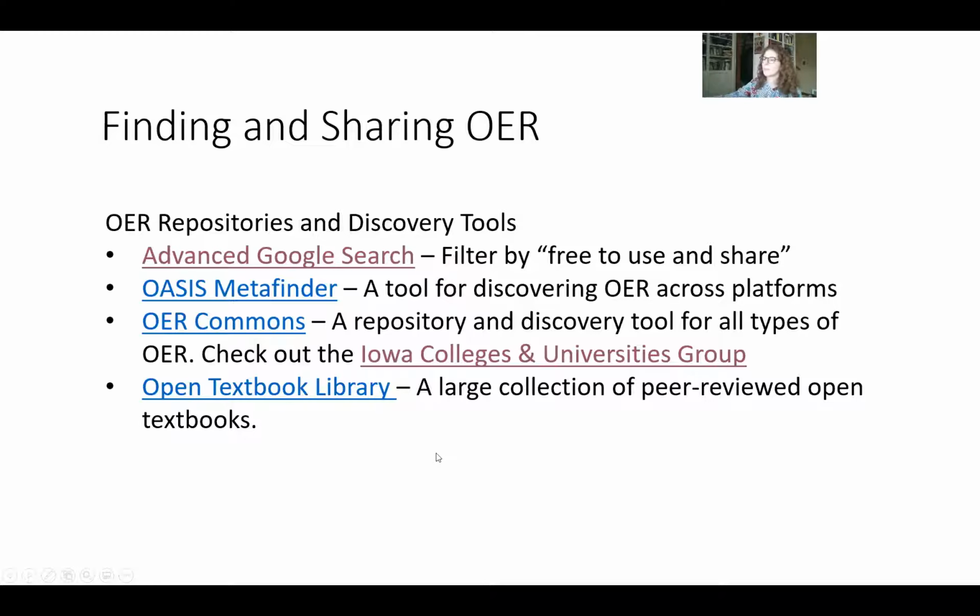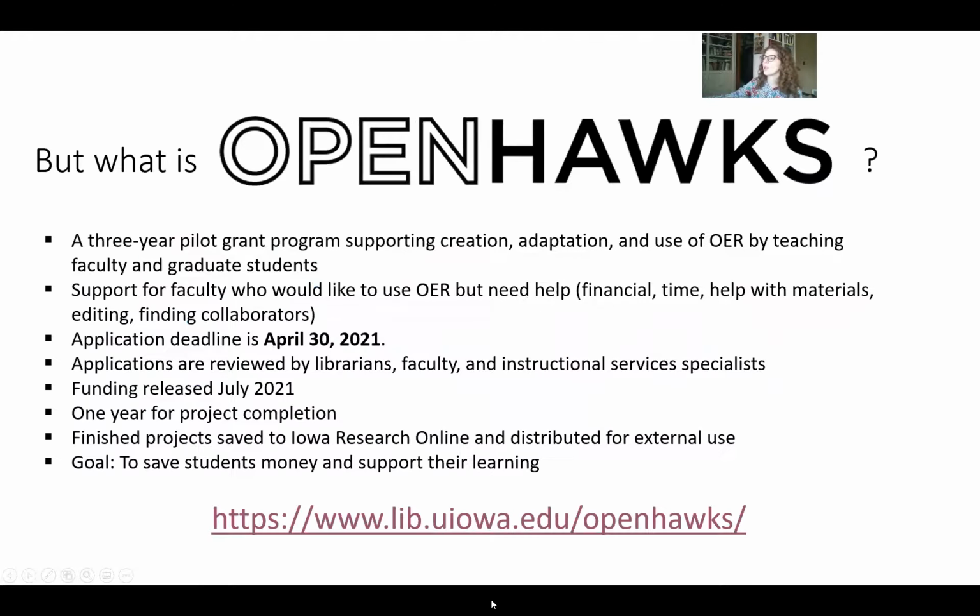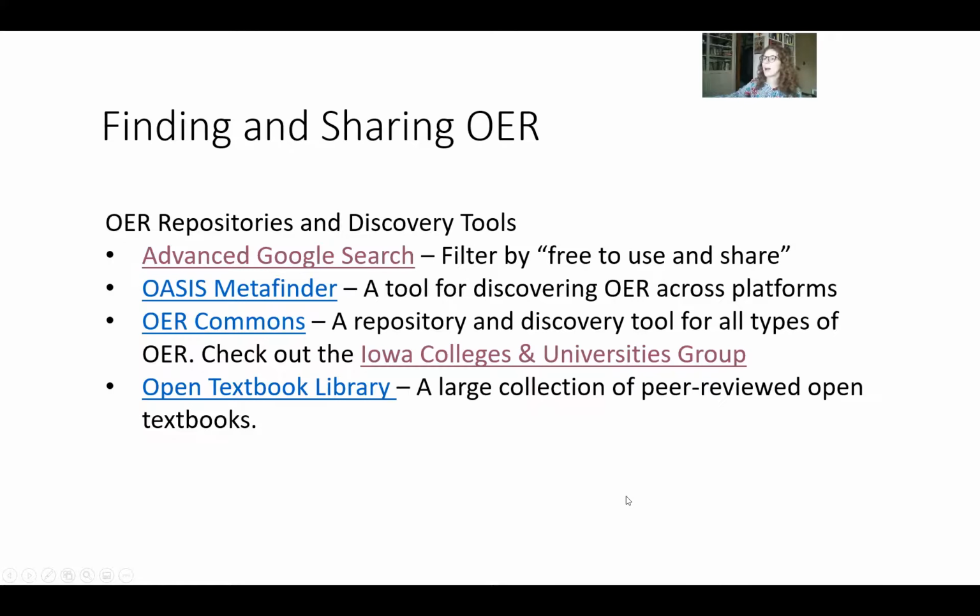And then finally, the Open Textbook Library is a large collection of textbooks. So this is not the ancillaries, but just online textbooks. And the nice thing about Open Textbook Library is that it's peer reviewed. They work pretty hard to solicit reviews on all these books, and so a lot of them have a pretty robust set of peer review.